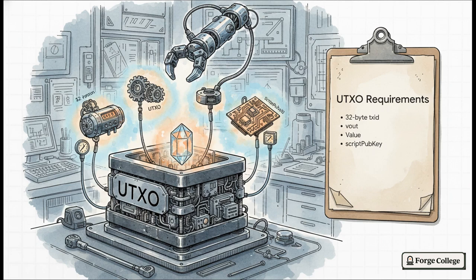First, the massive 32-byte transaction ID, or txid. Second, the output index, commonly called the vout, which tells us exactly which output we're grabbing. Third is the value, measured in satoshis. And fourth, the scriptPubKey, which is the locking script. If you think about Forge College's hands-on approach to learning, these are the actual, real data points you must extract from the blockchain before you can even think about wiring up a new transaction draft.